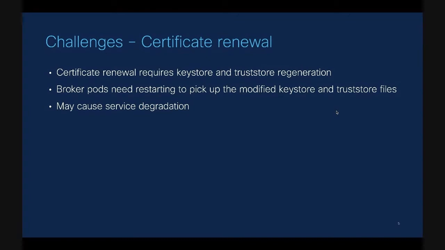The other one is that Kafka itself predates Kubernetes and wasn't designed in such a way that it would look for these kinds of changes. So it is not continuously polling these files. This means that once we regenerated these trust stores and key stores, we are required to bounce those containers, those pods, in order to pick up the modified key store and trust store.